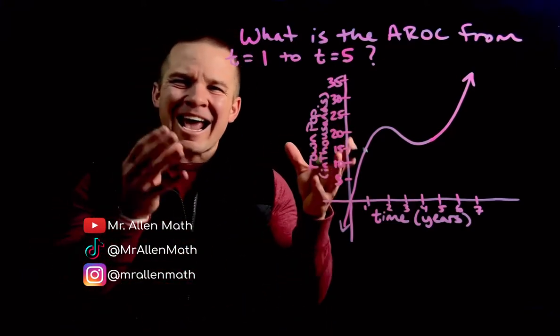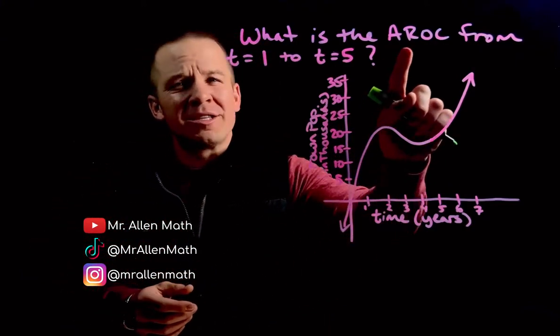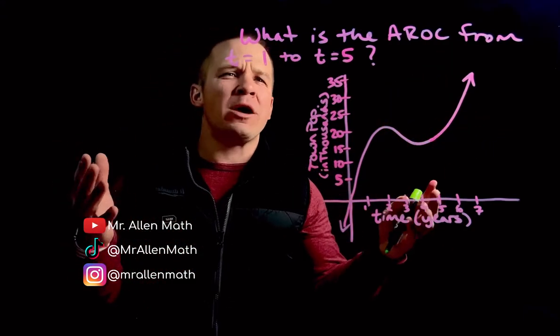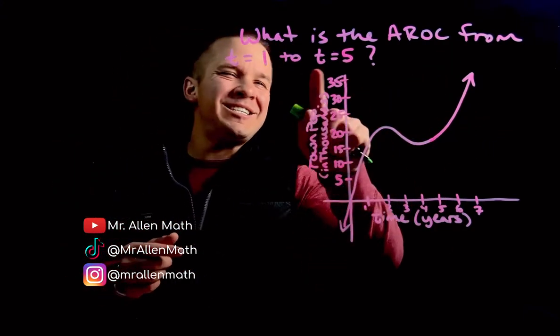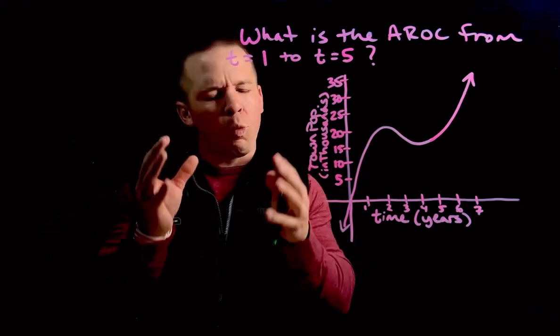We got to figure out the AROC, the average rate of change. That's the cool way to say it, right? The AROC. Sounds way cooler. From t equals 1 to t equals 5. So over that interval from 1 to 5.